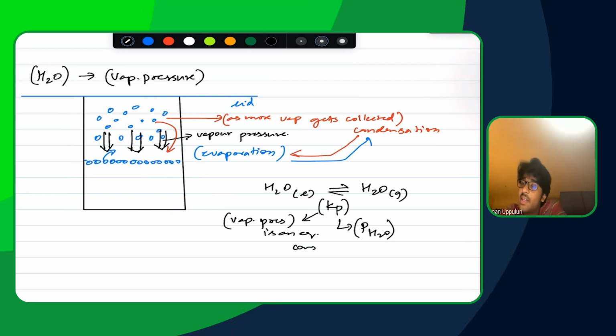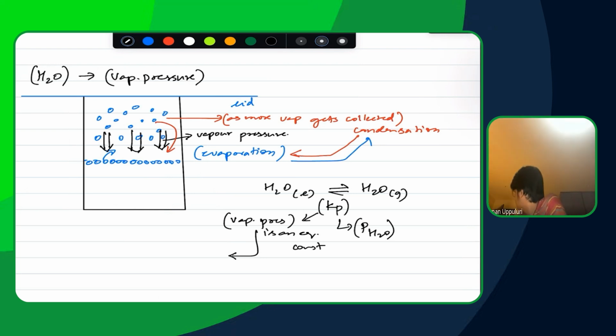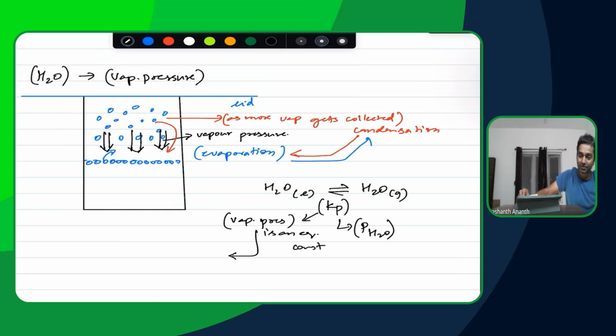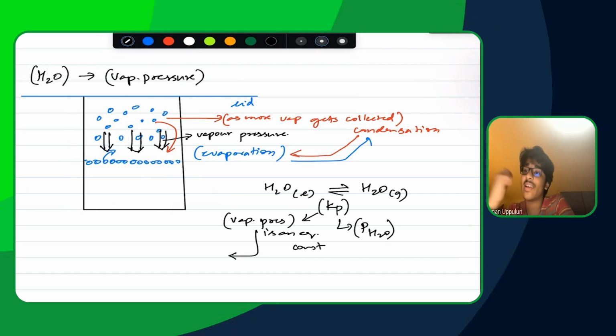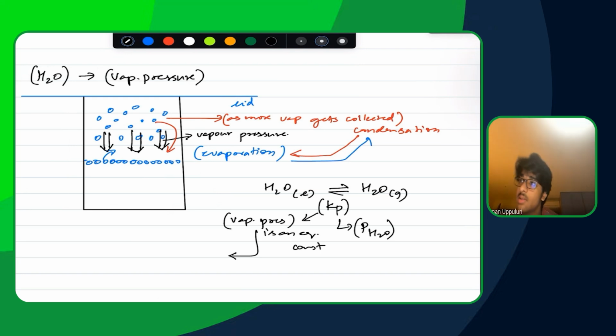Sir, how can we guarantee that it's same for all liquids? No, it is not same for all liquids. The property is available for all liquids. They have their own vapor pressures. Sir, I mean to say, how can we say that for all liquids the Kp will be the vapor pressure? What are the variables which you assumed over here? What did we assume? We assumed evaporation happens. We assume condensation happens. That's all we assume.